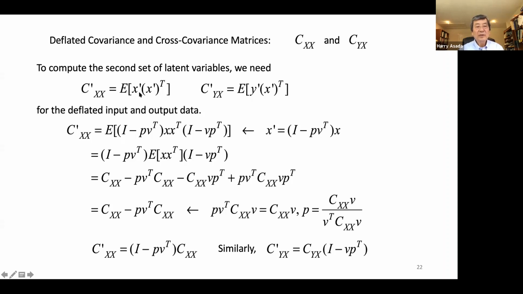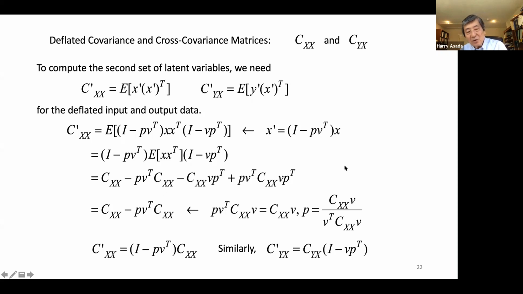By definition, expectation of x prime x prime transpose, and so on. So let's compute this one. Just a simple computation. Putting in the deflation formula, x prime is deflated from x based on this expression. P is the loading vector, right? So putting this here back to back, with the random variables, the expectation comes out, and this is now replaced by CXX.